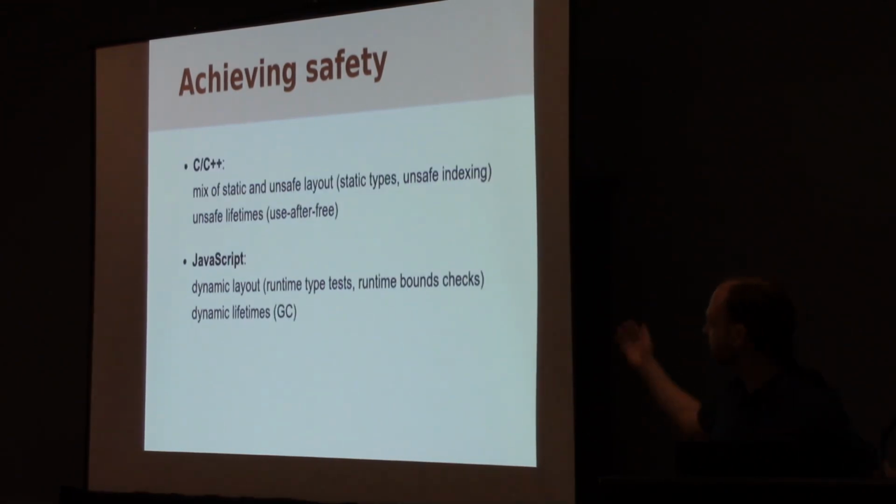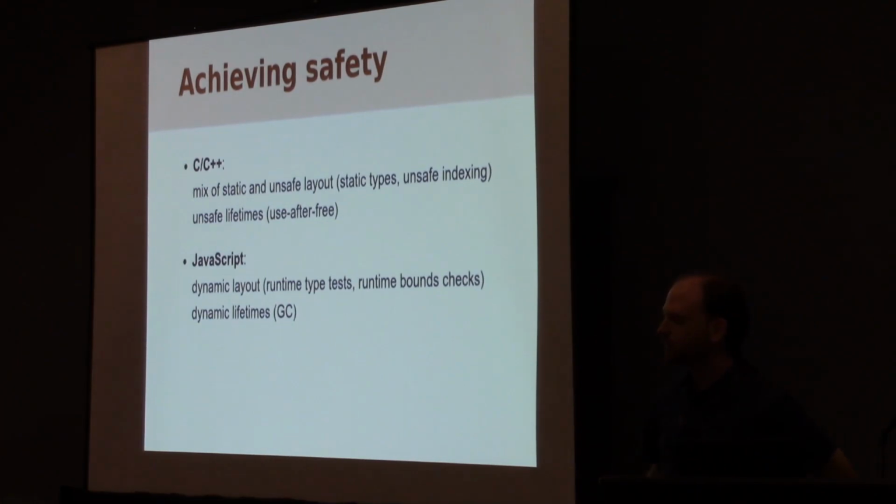For instance, in C and C++, you have mostly static types for layouts. So there are structure types and so on that keep track of the offsets of fields and so on, a bit more of that in C++ than there is in C. It's totally unsafe when you're doing indexing, so array lengths are not checked. And it's totally unsafe for lifetimes. There's no static checking that things are still in scope by the time you use them, or that memory hasn't been accessed after it's freed, and so on.